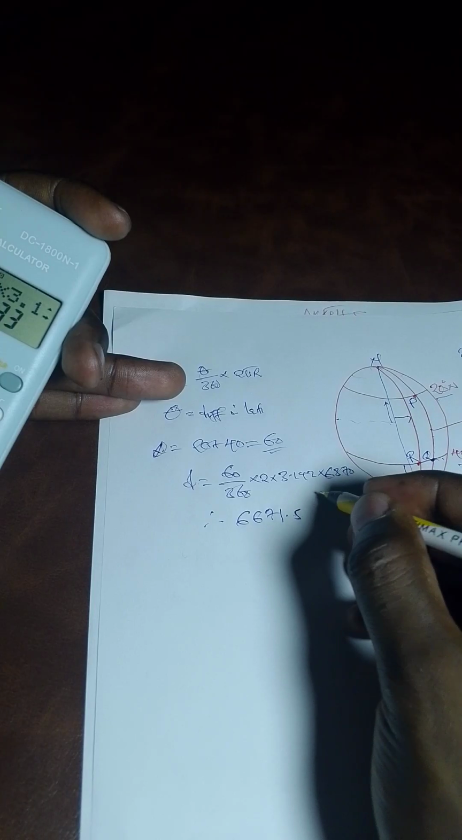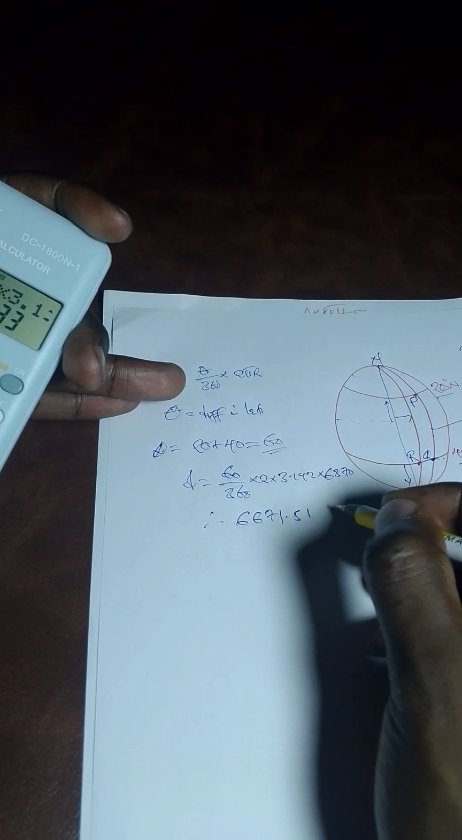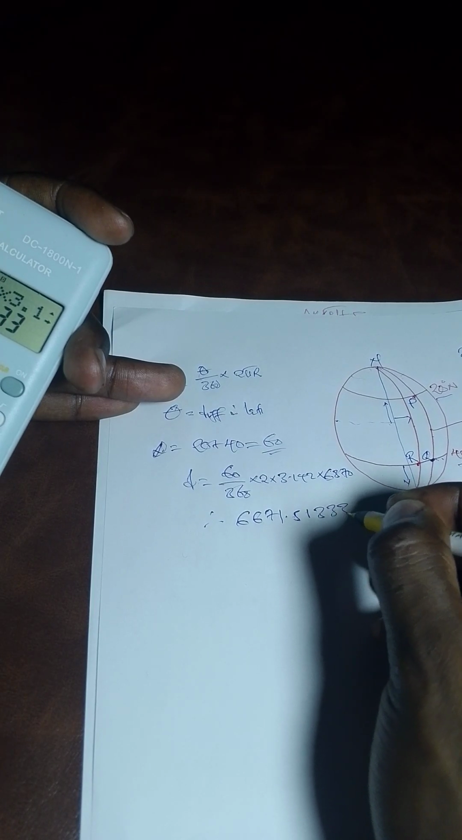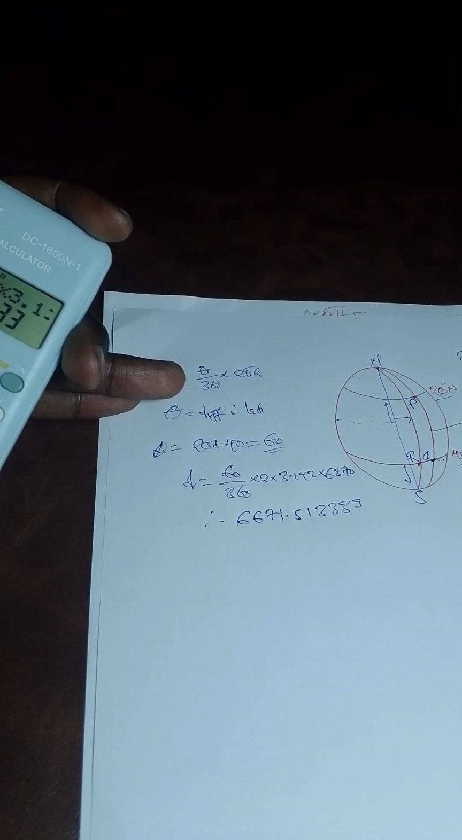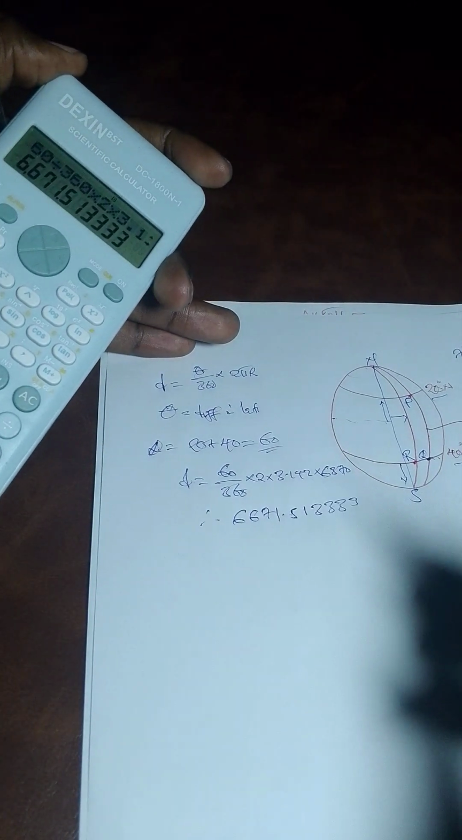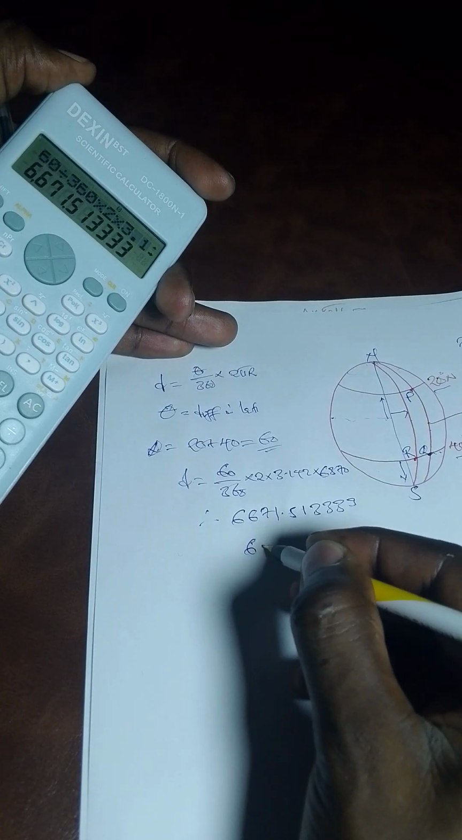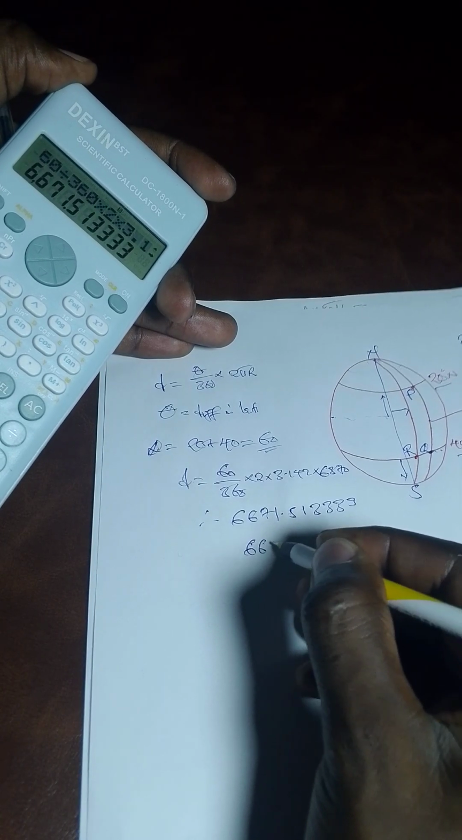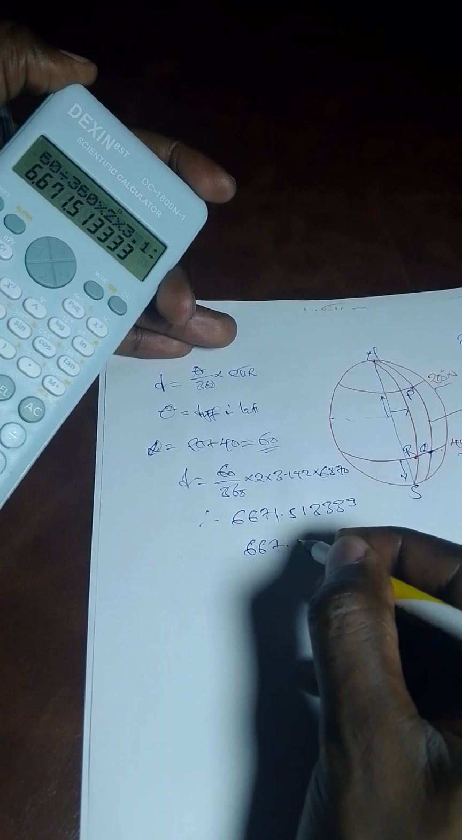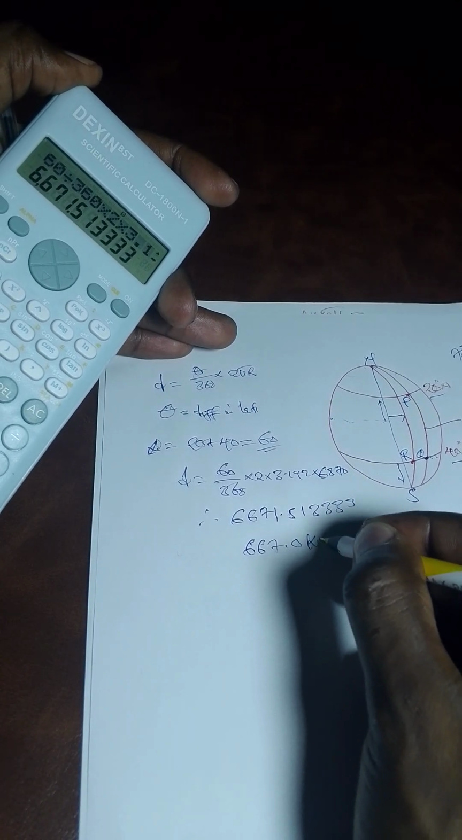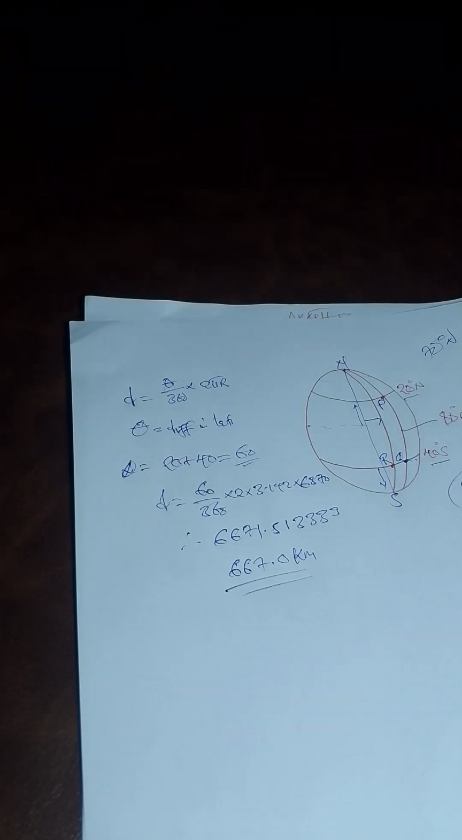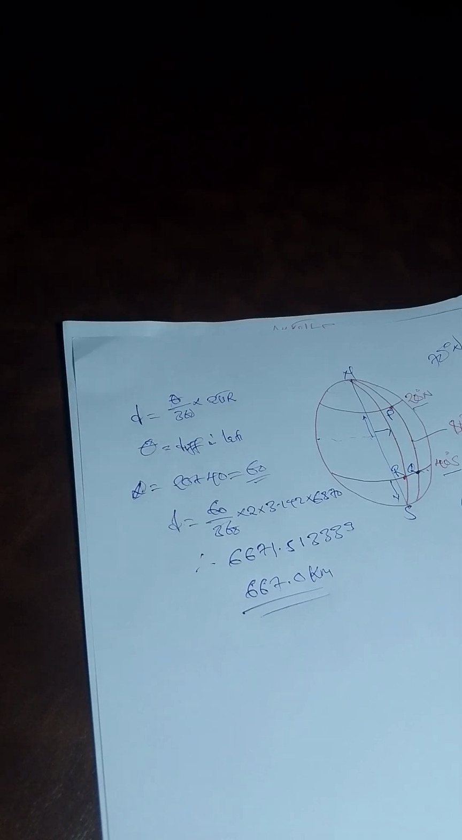So 667.151333. Our answer should be rounded off to 3 significant figures according to instructions. So it will be 667.0 kilometers. That is our distance. That is how we find the distance. All right, so we move on.